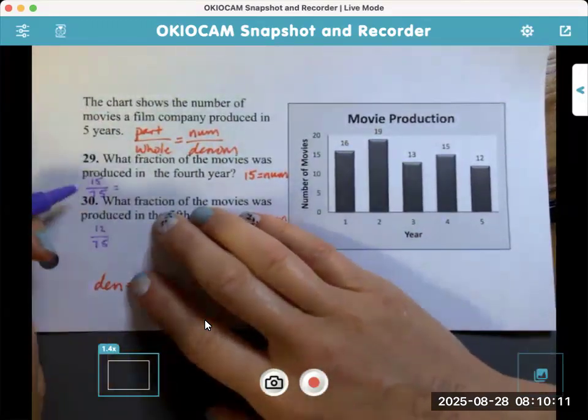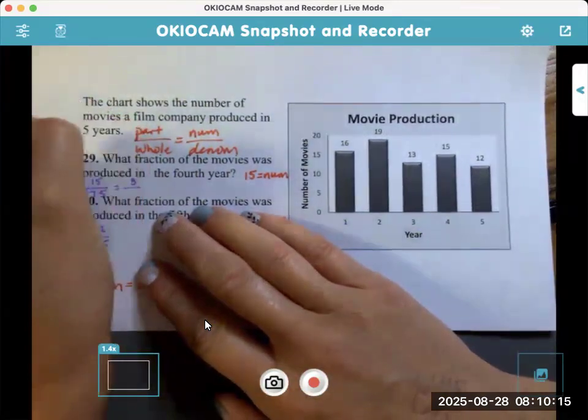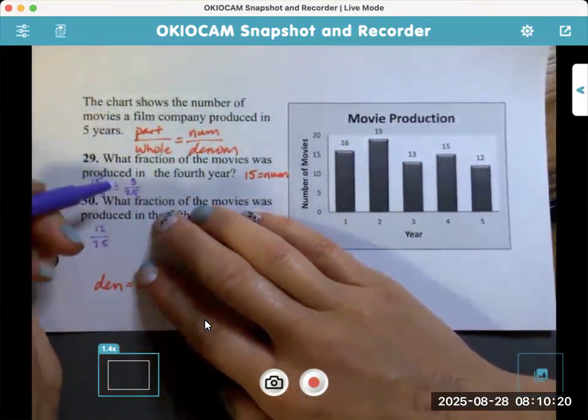Okay, so I know that 5 can go into both of these. So if I divide 15 by 5, I get 3. 75 divided by 5 is 15. 3 over 15.